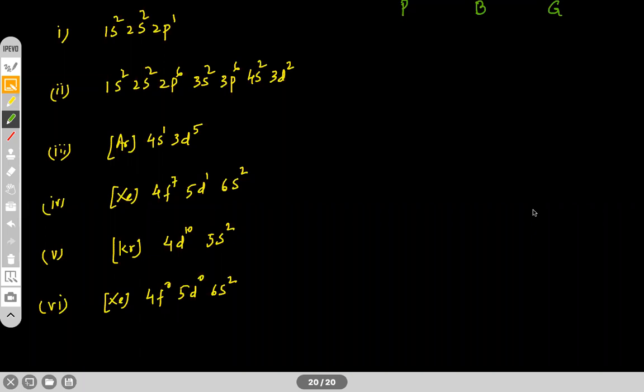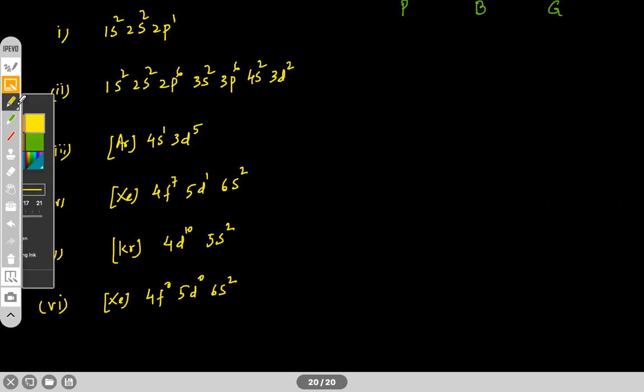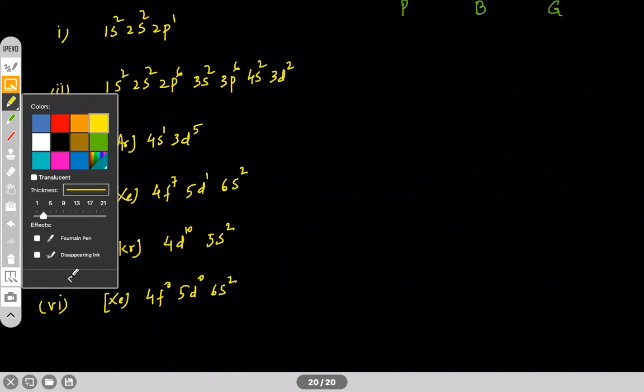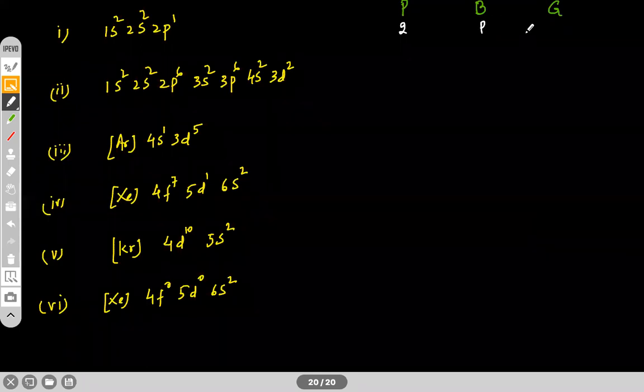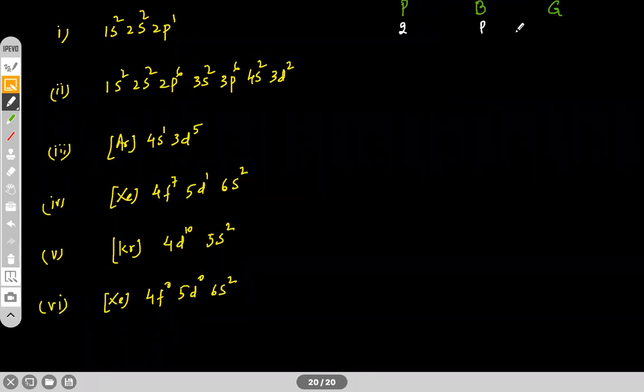Okay, fine. The first one is very simple. The period, if you want to find it, is just the maximum value of n given in the electronic configuration. So the period is 2 here. Obviously the last electron goes into the p subshell, so the block is p. The group is given by the formula 12 plus the number of electrons in the outermost p subshell, so that is 13.